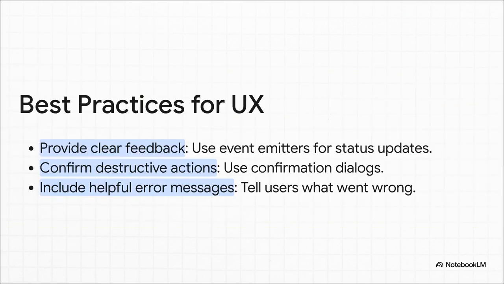And you can see how all of these features really serve one main goal: creating a fantastic user experience. And to do that, you should always provide feedback so the user isn't left hanging. Always, always confirm destructive actions to prevent mistakes. And if something does go wrong, write a helpful error message that tells them what happened and why. The whole point is to make every interaction feel seamless and intuitive.